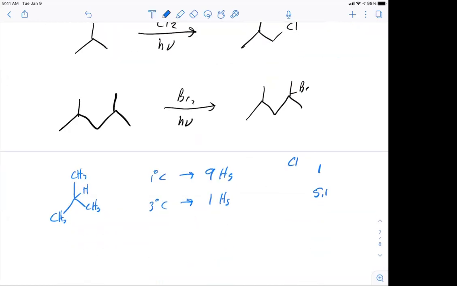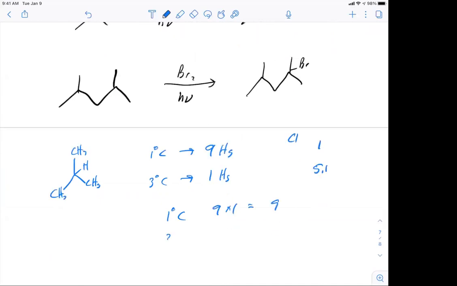This is a relative number. For primary carbons, we can take the 9 times the 1, to get 9, and we can take the tertiary times the 1 times 5.1. And from this, we can see that this is going to be our major product, right? So we can use this.